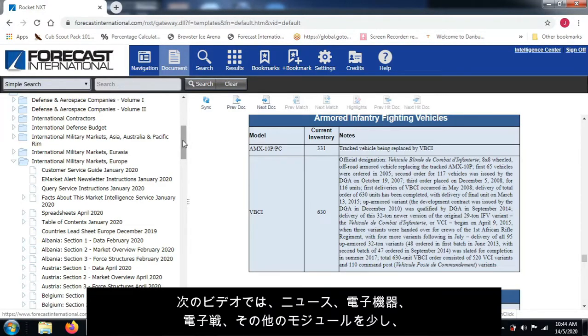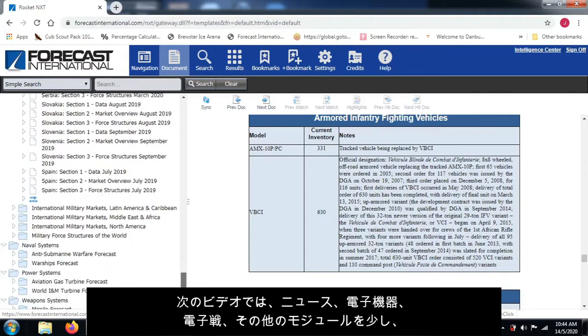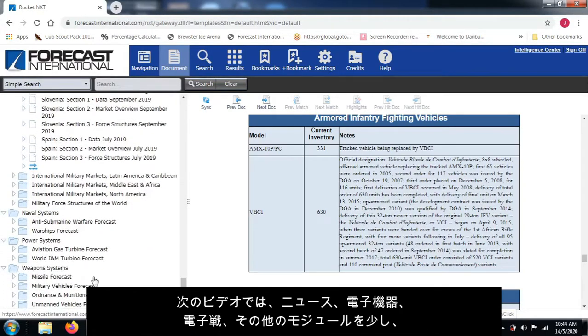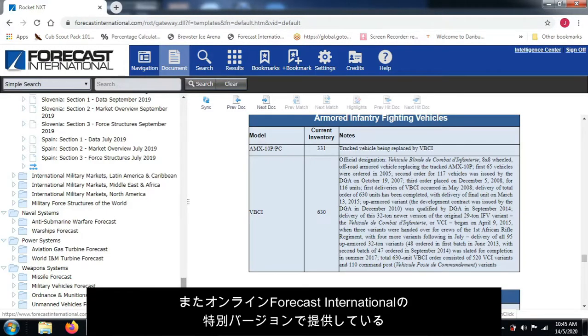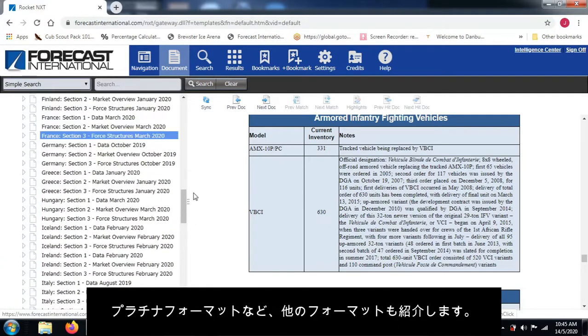There will be forthcoming videos that will talk about news, we'll talk about more about electronics and electronic warfare, and we'll cover a little bit more of some of the other modules, and also including other formats such as the Platinum format, which is the premium version of the online offering of Forecast International.